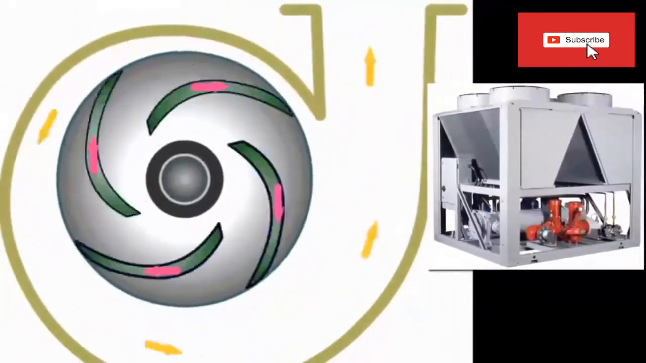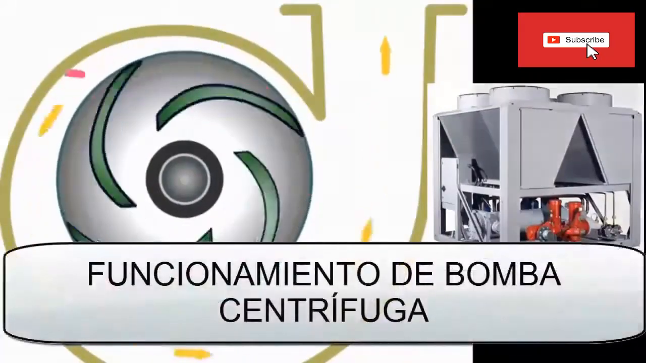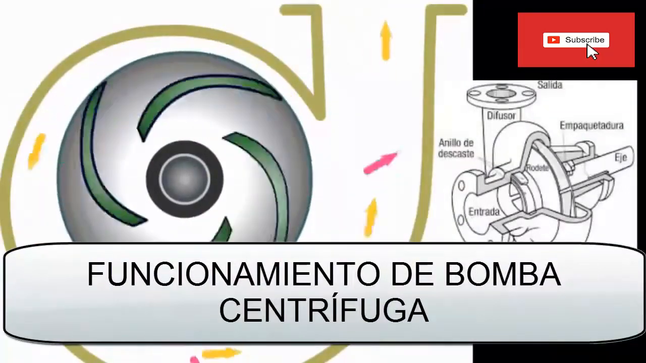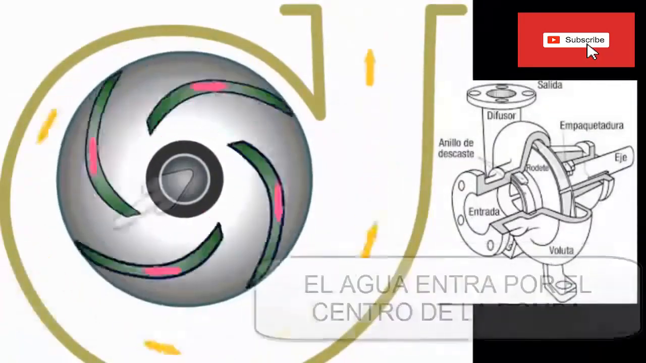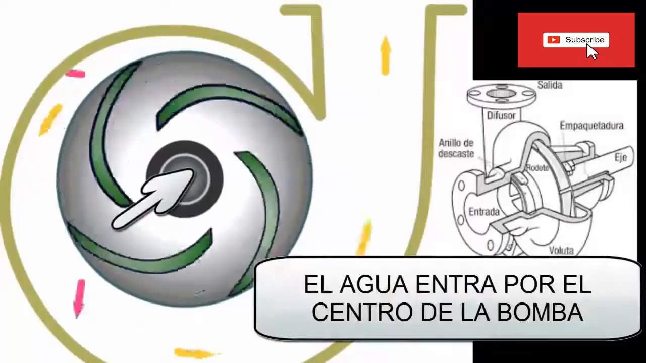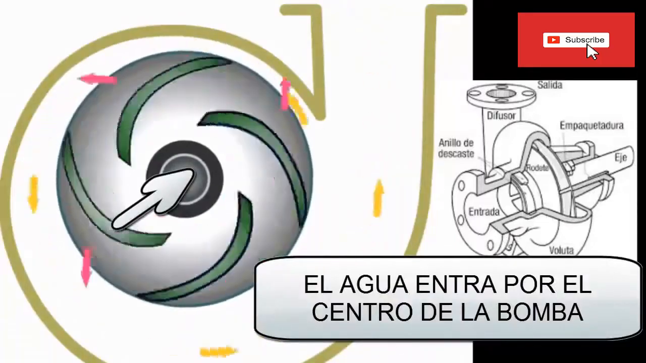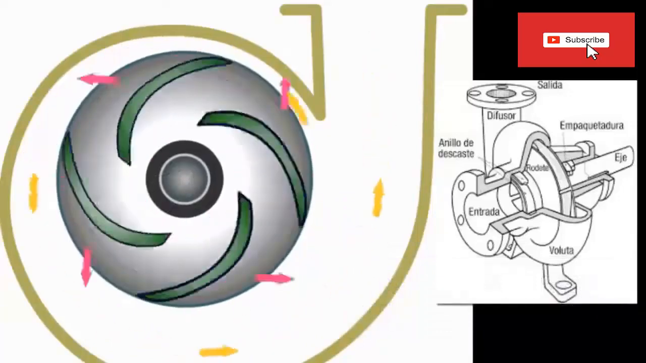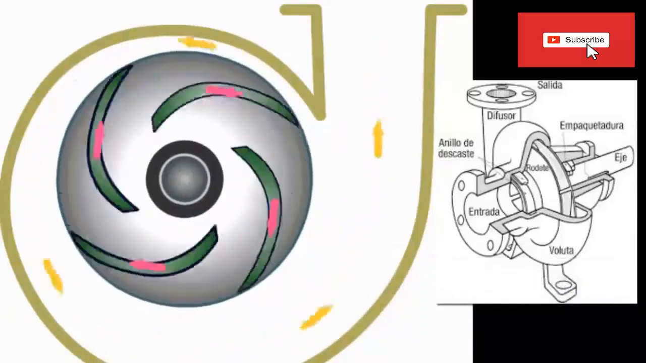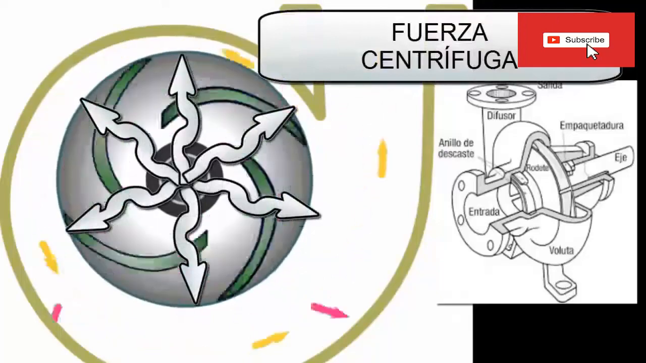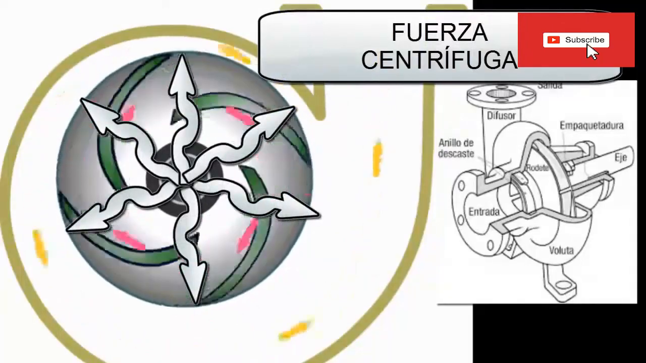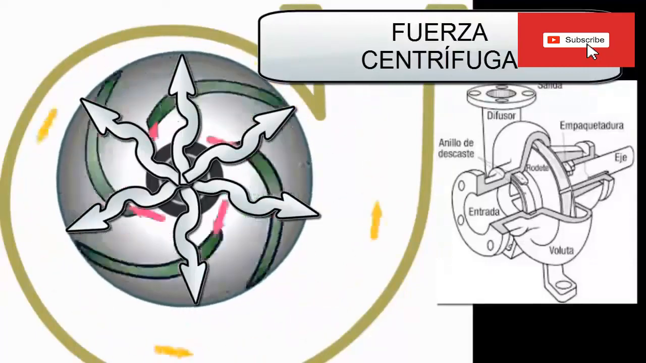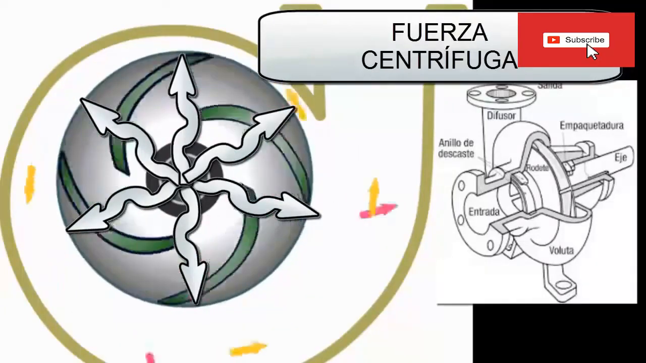Now we are going to explain the internal operation of the centrifugal type pump. One: The pump receives the fluid through its center. Two: The pump wheel is called an impeller, and it is made to rotate by the rotation of the motor. This rotation produces centrifugal force. Three: The centrifugal force is responsible for carrying the liquid fluid from the center of the wheel to the end of the wheel.